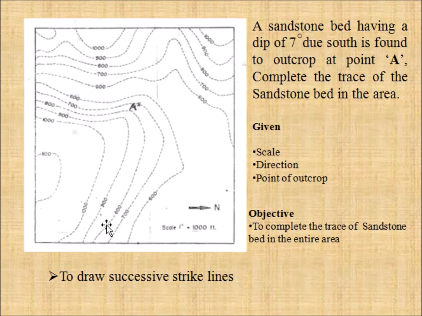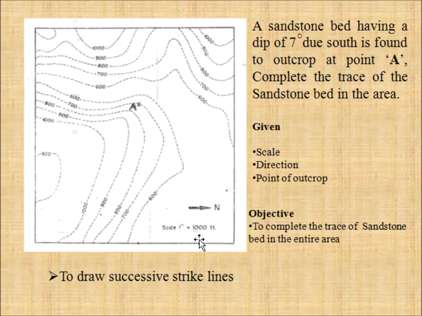Now you can see that these are the different contour lines ranging from 600, 700, 800 to almost 1000, and then it is observed that at this point A, a particular sandstone bed outcrops. It is seen at this point A, and when it is seen, we measure the amount and direction of dip. It is found that it has a dip amount of 7 degrees, and it is dipping in the south direction. So this is north direction, it is dipping in the south direction.